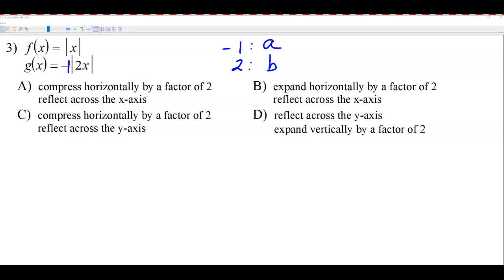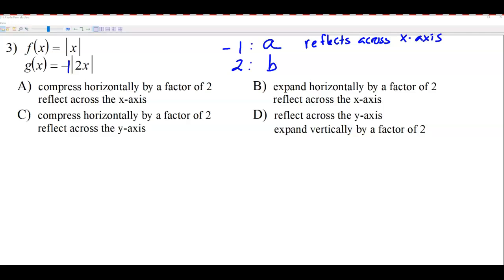Let's see what you guys got again. Kevin, what did your group think about A being a negative 1? What kind of transformation does that do? It reflects it across the x-axis. We'll get there. I'm not there yet, but we'll get there.